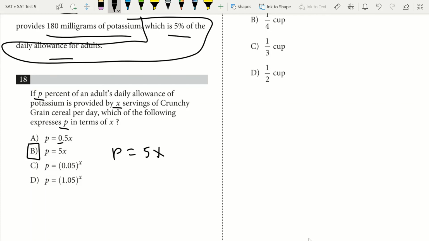Well, first of all, 0.5x isn't even a good wrong answer choice, because if it was dealing with how much out of 1, it would have to be 0.05 anyway. So we already know A is wrong. And then C and D, they're both exponential, and we know that we're not dealing with an exponential problem here, right? So C and D are wrong as well. This one right here, B, is going to be the correct answer. All right, that one, pretty simple.